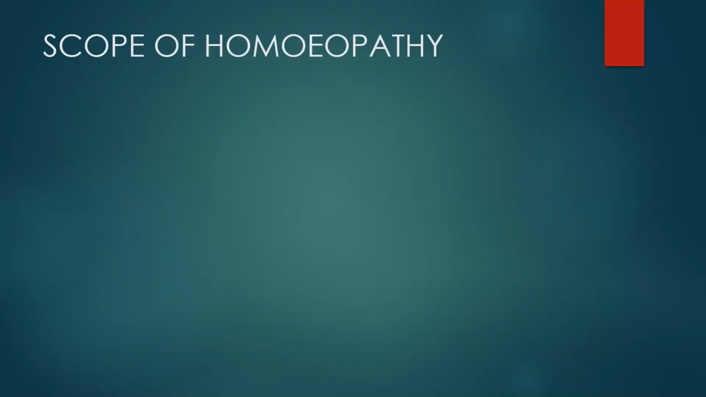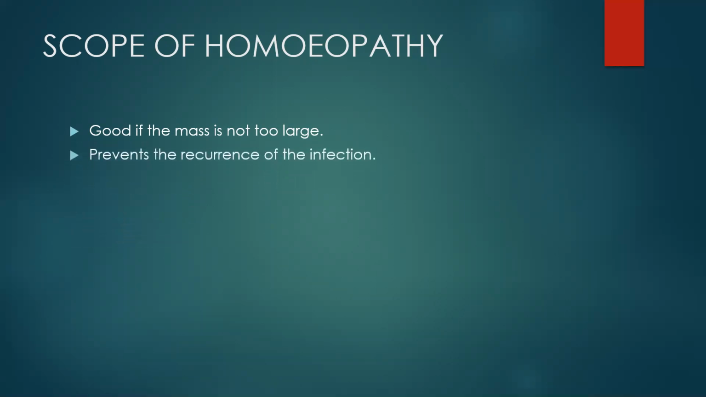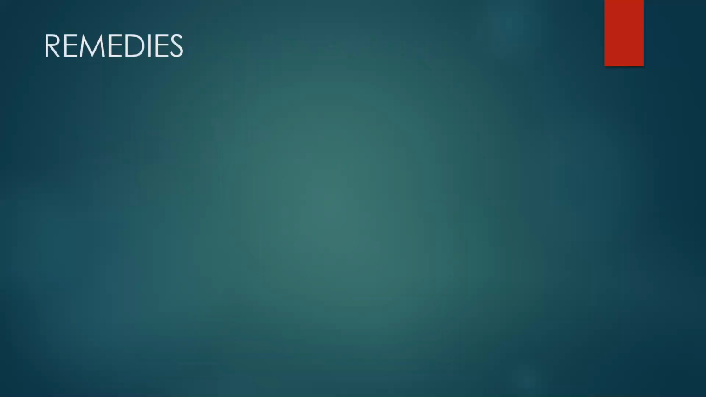Now let's see the scope of homeopathy. The scope of homeopathy is good if the mass is not too large. Our treatment can prevent the recurrence of infection after the surgical process. The remedies which may be used include Baryta carb, Argentum nitricum, and Calcarea iodata.